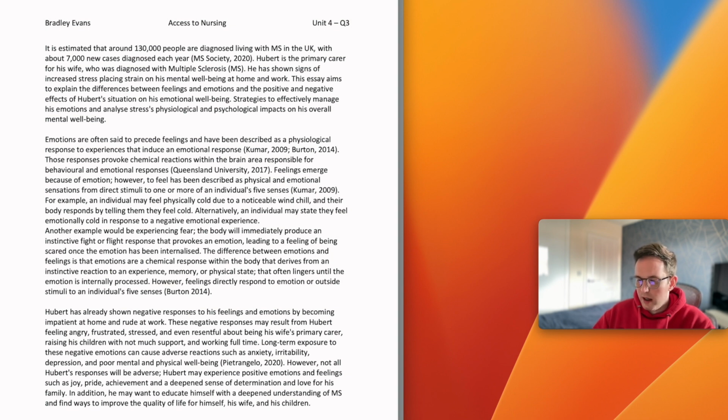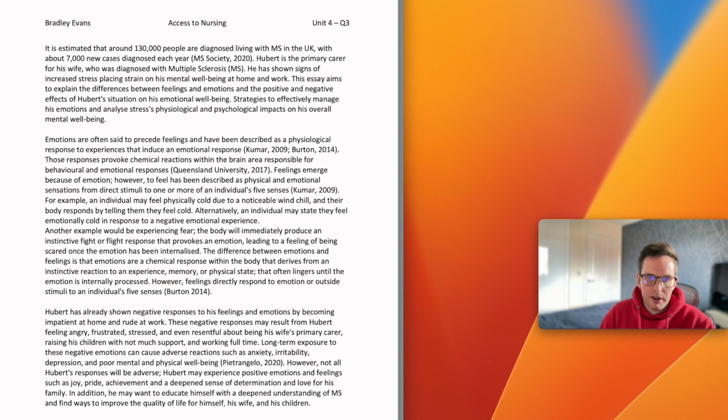So the questions there said that you need to have an explanation of the difference between emotions and feelings, a discussion about positive and negative impacts, outline 2 different strategies, and analyse physiological and sociological impacts. And I've put that into the first paragraph, so I'm basically telling you what I'm going to be writing about. And I follow that introduction on with my main body.